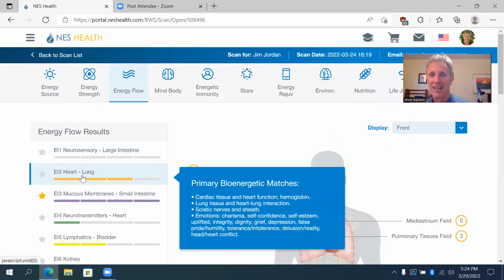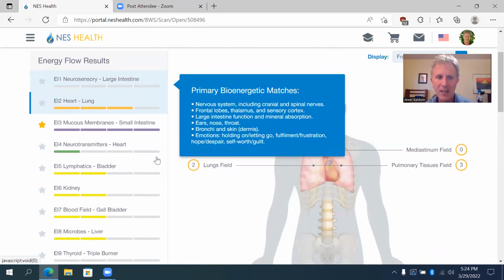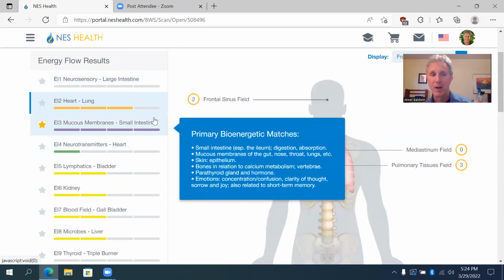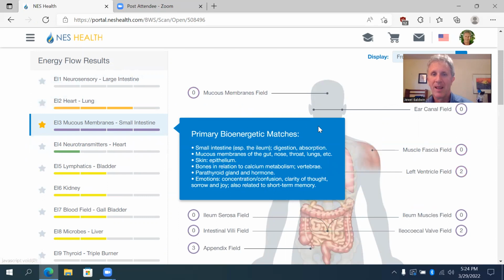So that's energetic integrator number 2. I'll touch on most of these. I'll see if I can touch most, but let's prioritize here. In my scan, EI3 came up, and here we go.